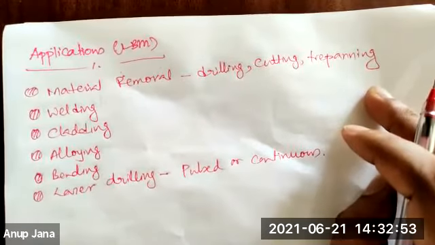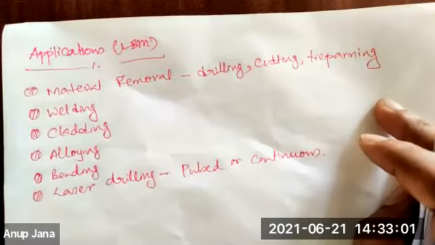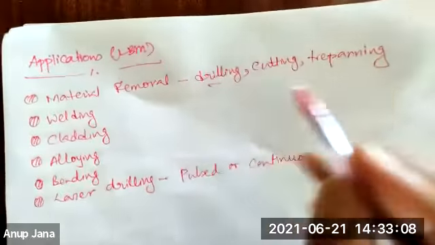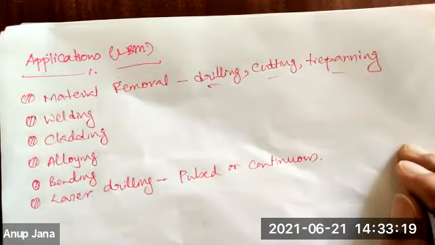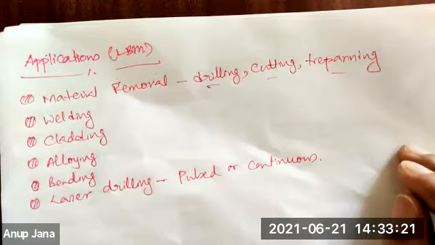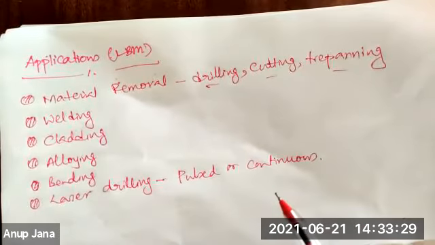So the laser beam can be used for a host of purposes as far as machining is concerned, and it can be used for material removal, which includes drilling, cutting, trepanning. It can be used for many other material processes as well. For example, welding, cladding, alloying, bending, then laser drilling, all these things as you can see over here.